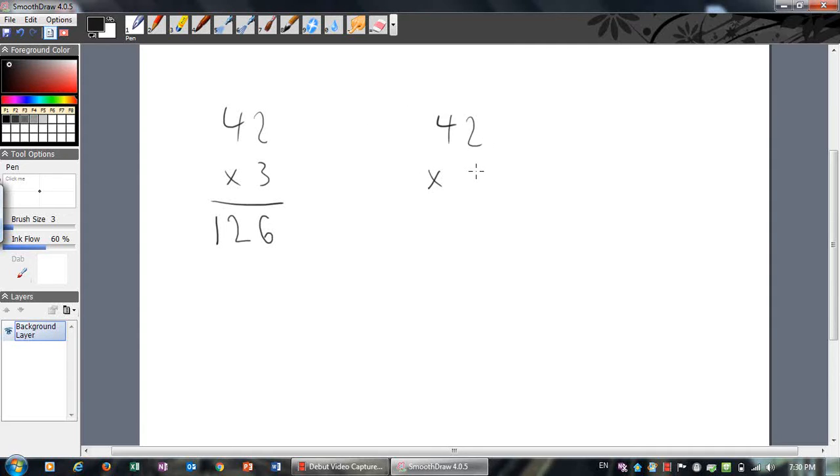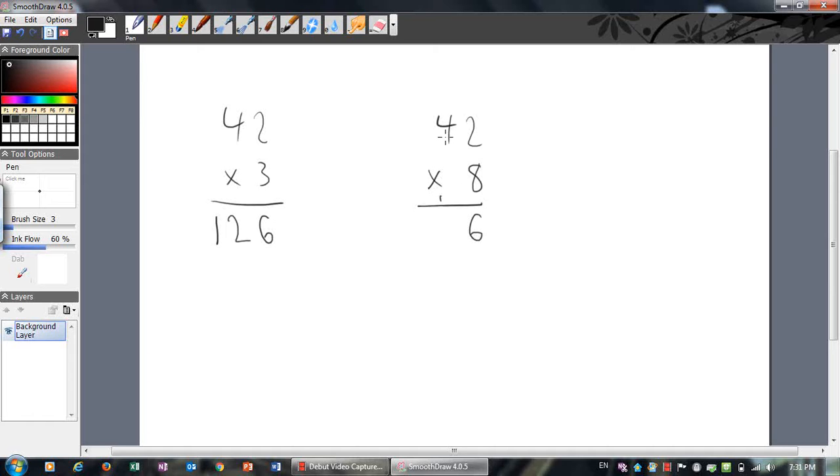42 times by 8. Let's do it. 2 times 8 is 16. What happens to that 1? The 1 goes here. The 6 comes down here, so 16, because remember that 1 spills over into the tens column. 2 times 8, 16.